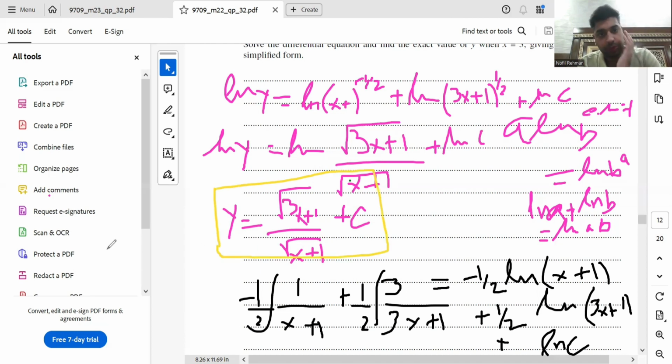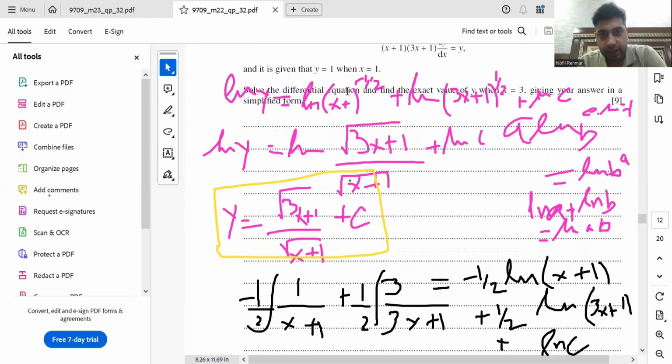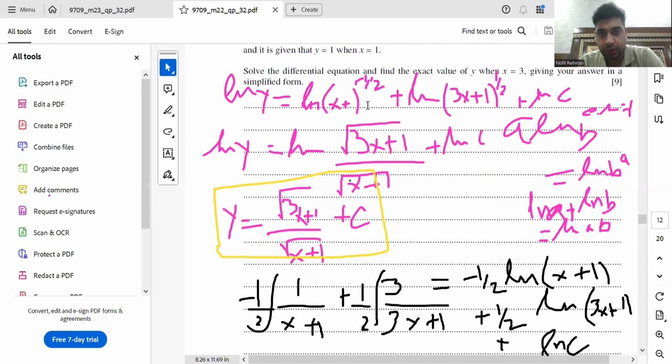Now we need to see what boundary conditions are present for this equation. It says x is 1 when y is 1. So for now what we'll do is put the value of x equal to 1 here and the value of y equal to 1 here and find out the value of c. I will show you how that can be done, but I have to create space before that.